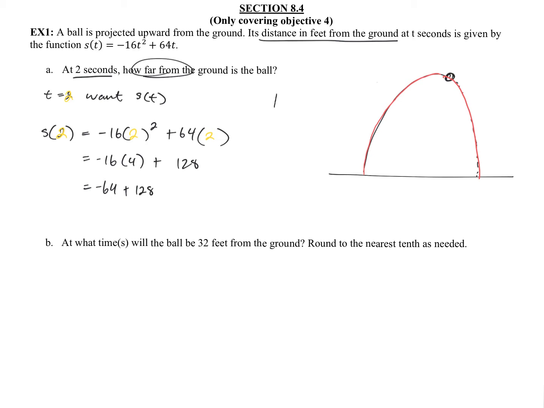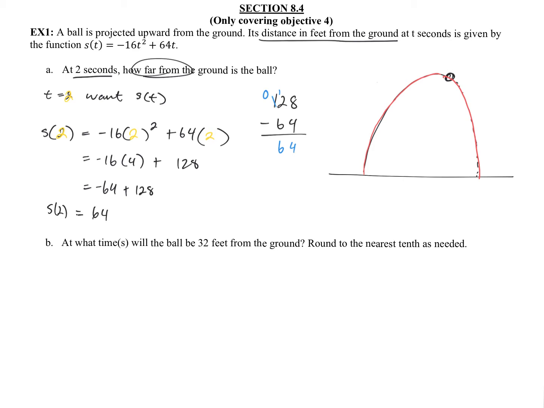If you're allowed to use a calculator, you can. If you're supposed to be doing it by hand, let's do this by hand. 8 minus 4 is going to be 4. Can't do 2 minus 6, so borrow from the 1, which becomes a 0. And then that's going to be 6, so 64. So s of 2 is 64.